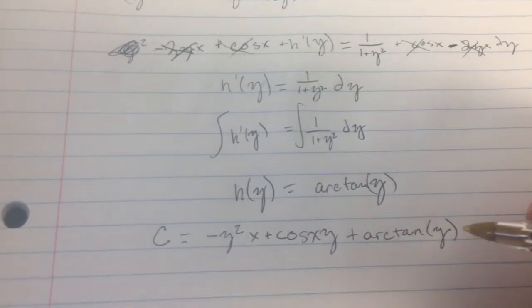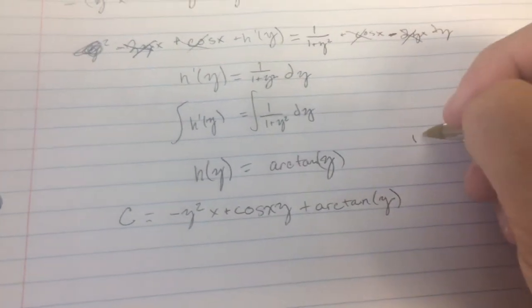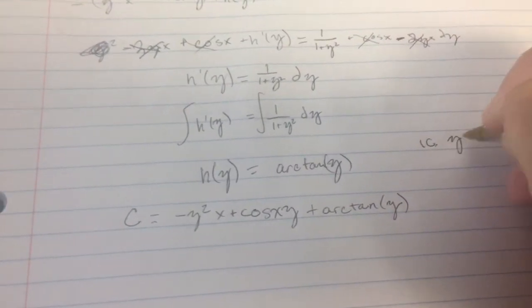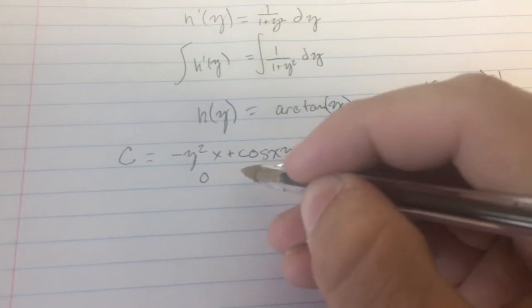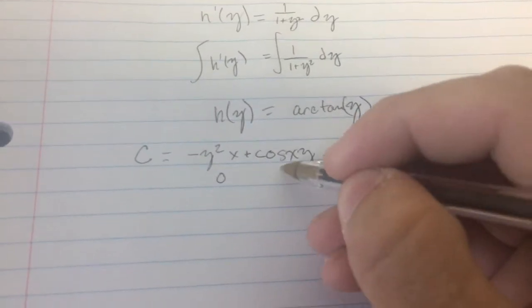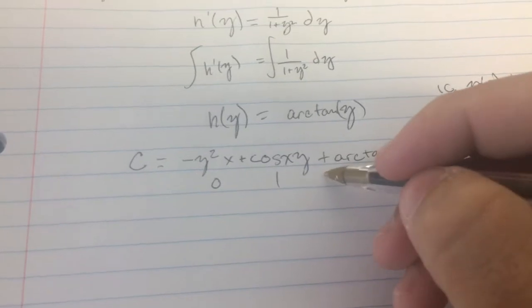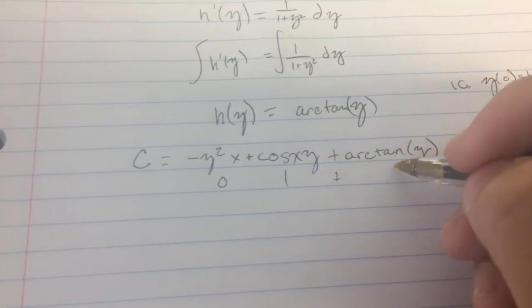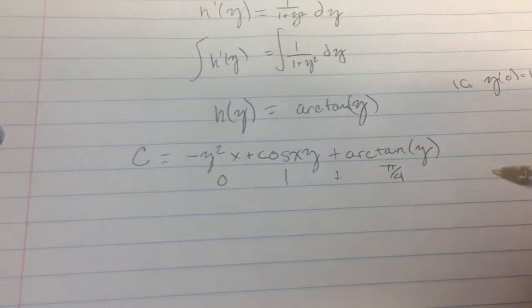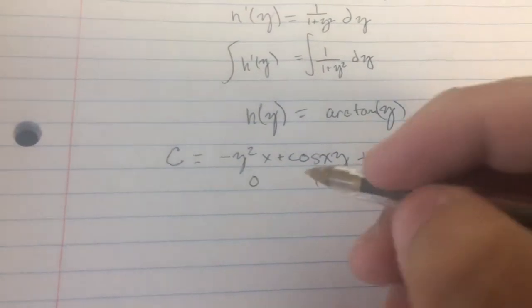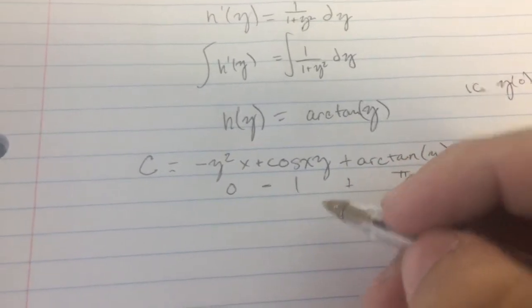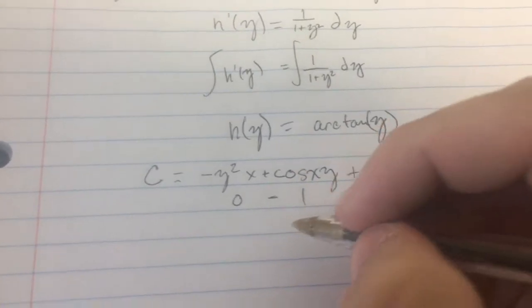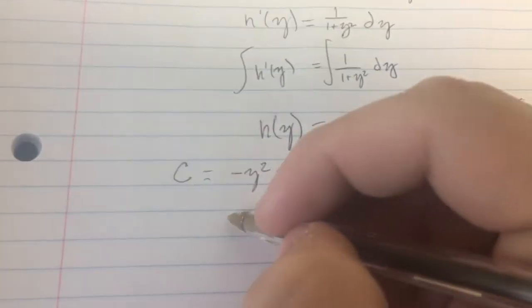And we're going to get that c equals negative y squared x minus cosine xy. We have to distribute that negative, plus arctan y. And if you recall, we have the initial condition of y of 0 equals 1. So we need to plug that in. Right here we'll end up with a 0. Cosine of 0 is 1. And plus, it's going to end up being pi over 4 because the arctan of 1 is pi over 4. And you're going to get negative 1 plus pi over 4. And that will leave you with, let's just keep it as 1 minus pi over 4.